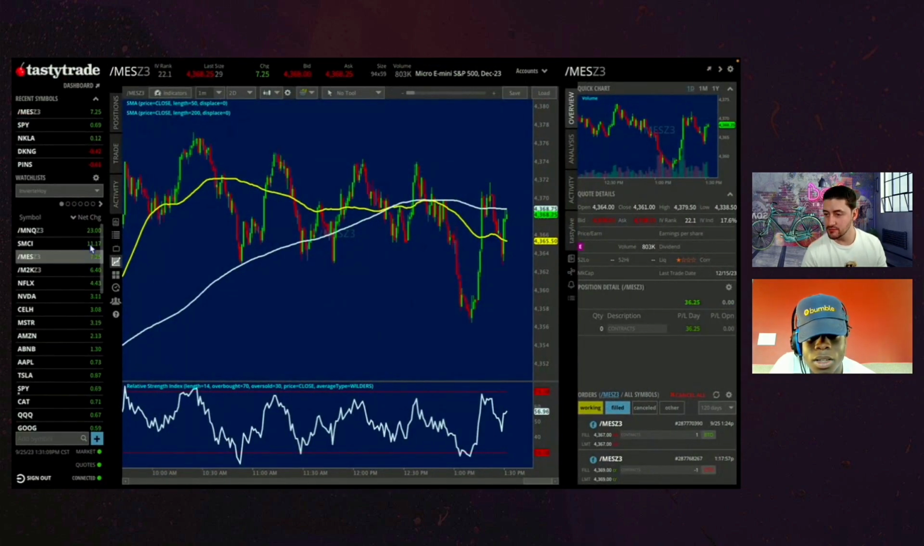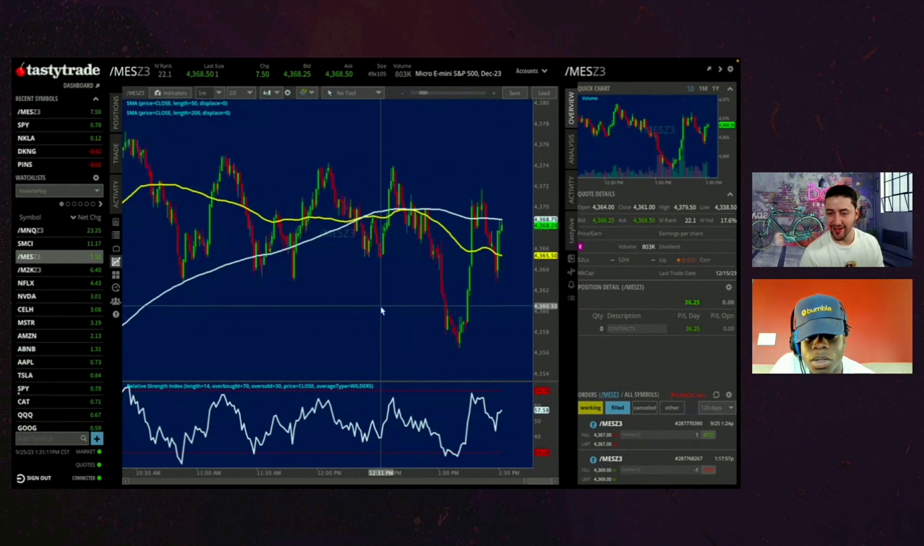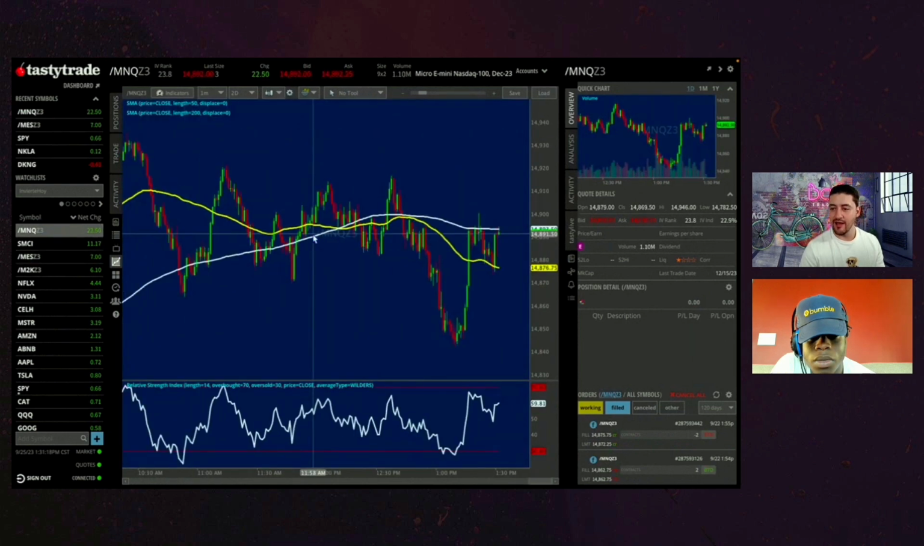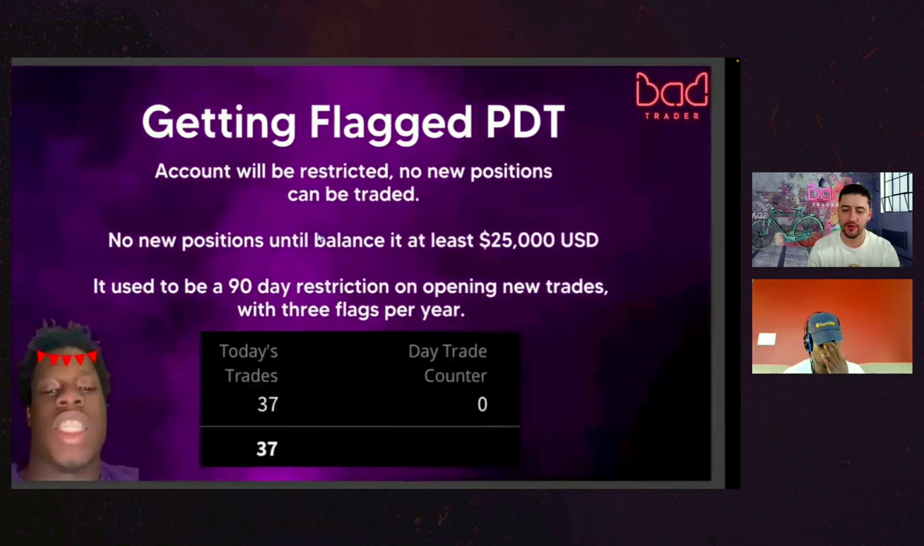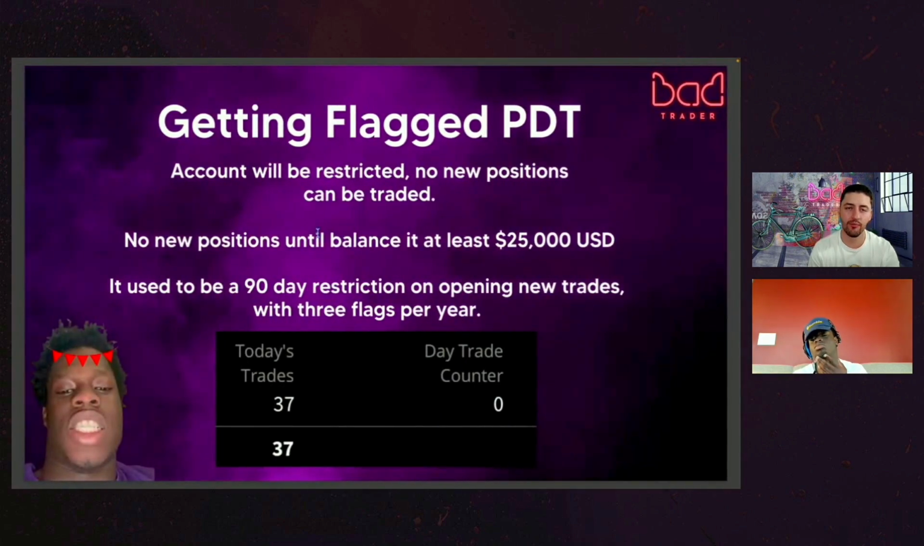Okay, well, I was trading only micro ES and micro NQ, Nasdaq. I don't really like NQ. It moves pretty fast, in my opinion, for what I like. Every point is $2.